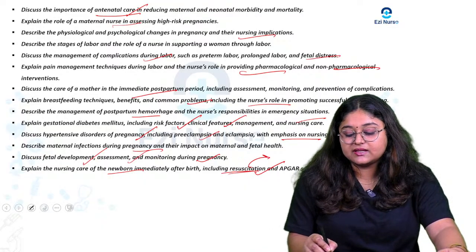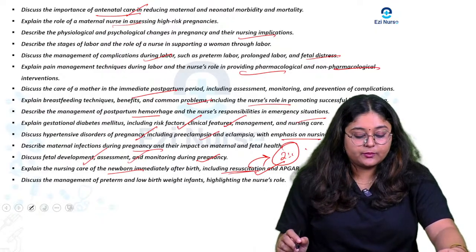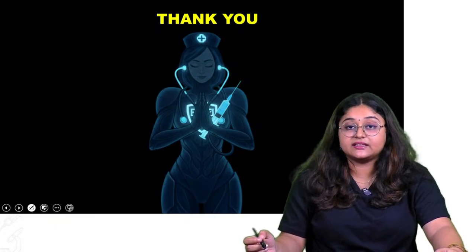For resuscitation, what is the ratio? 3:1. That is for the newborn baby. Next, discuss the management of preterm and low birth weight infants, highlighting the nurse's role.